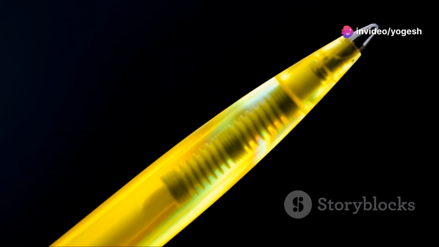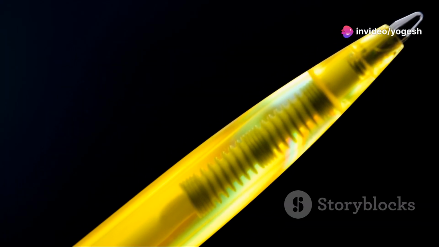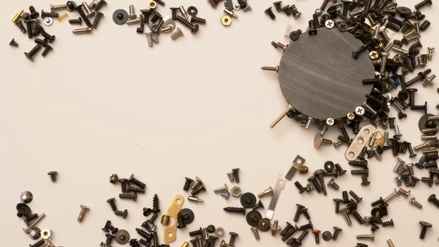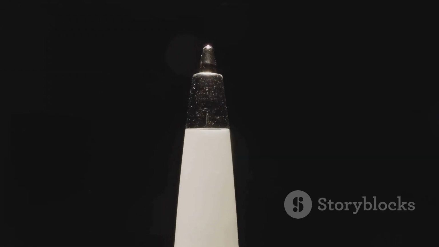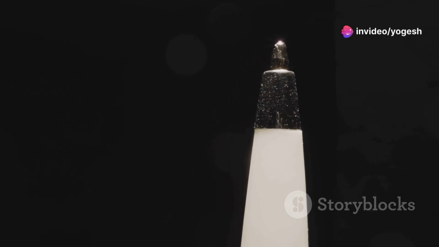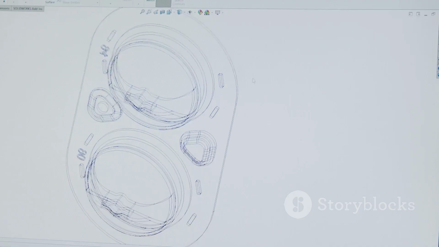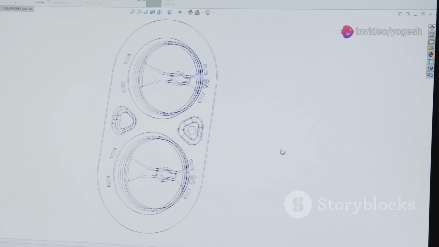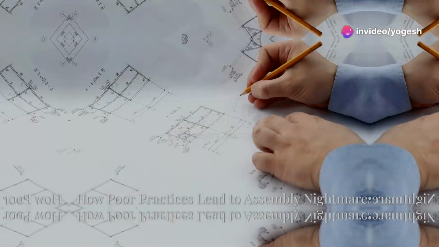Think about a simple object like a retractable pen. It might have a dozen parts, each with its own tolerance. If some parts are slightly larger and others slightly smaller than their ideal sizes, the pen might not retract smoothly, or even worse, jam completely. Tolerance stack-up is a chain reaction of sorts. The more dimensions you have in a chain, the greater the chance for those tolerances to stack up and cause headaches.